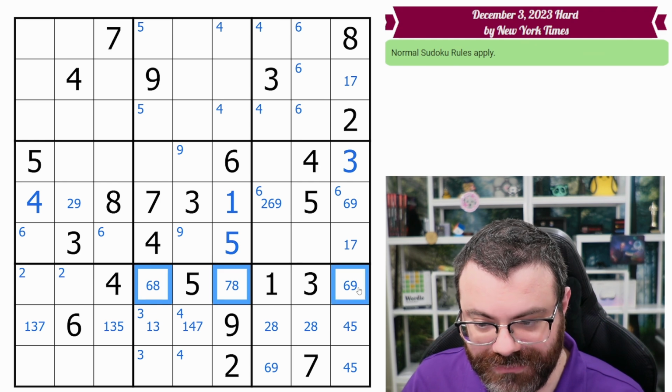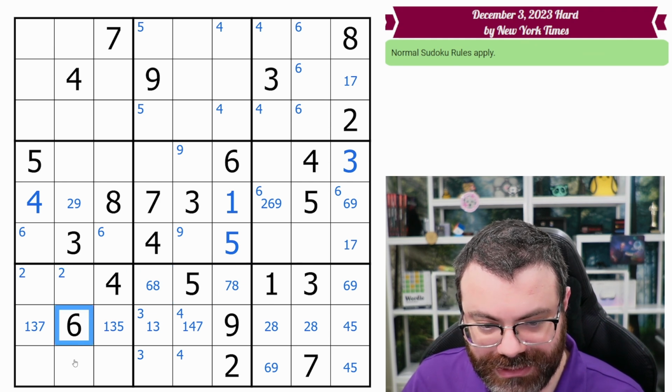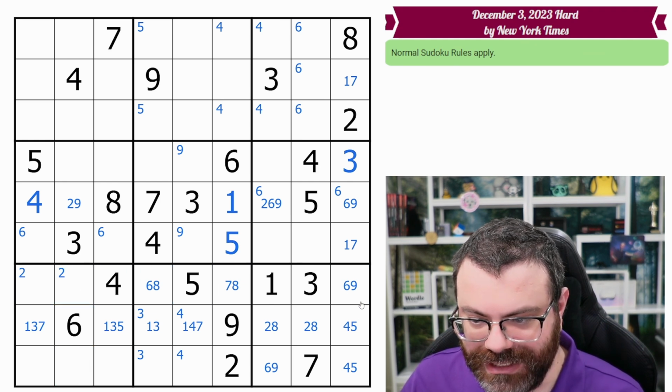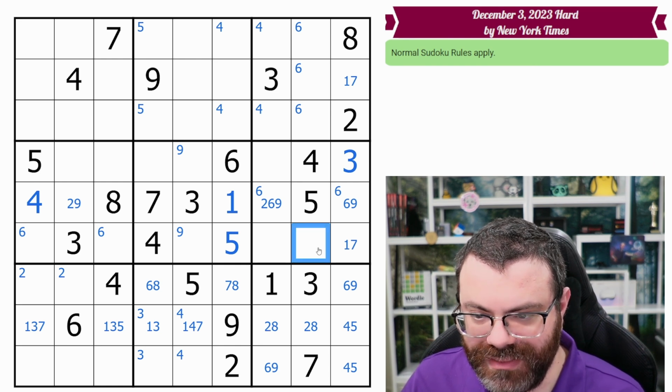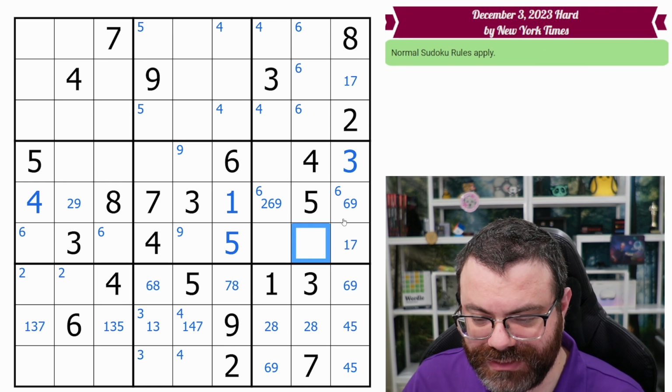This is not a triple, unfortunately. Yeah, we already looked at this. Anything else I can get? Let me think about this cell. It could be 1, 2, can't be 3, 4, 5. So it's 1, 2, can't be 6. 1, 2, 8, 9. No, I don't like it.